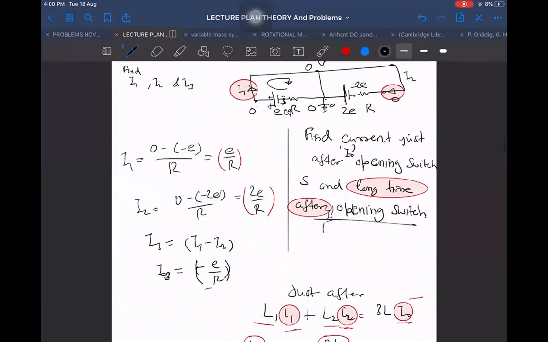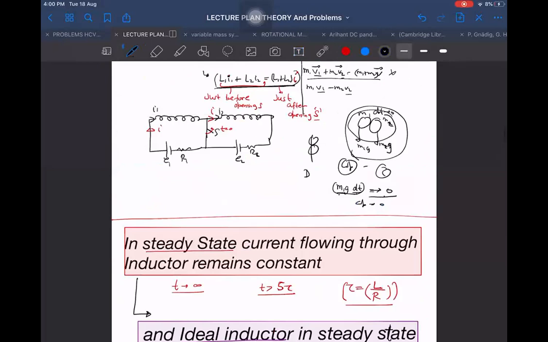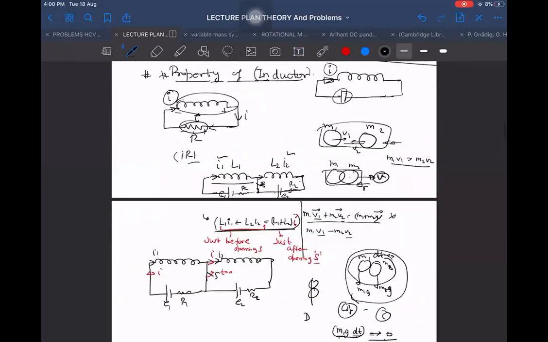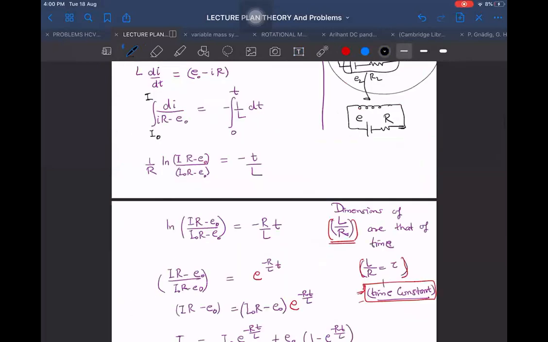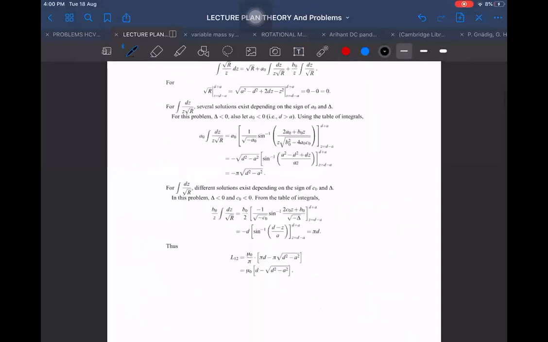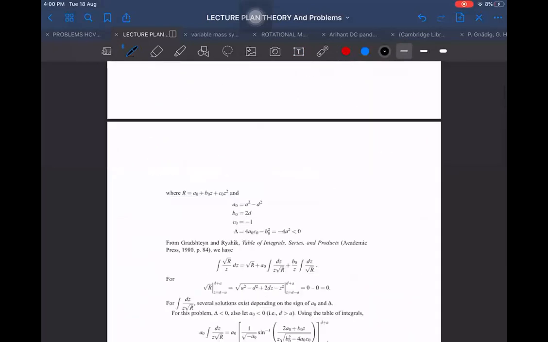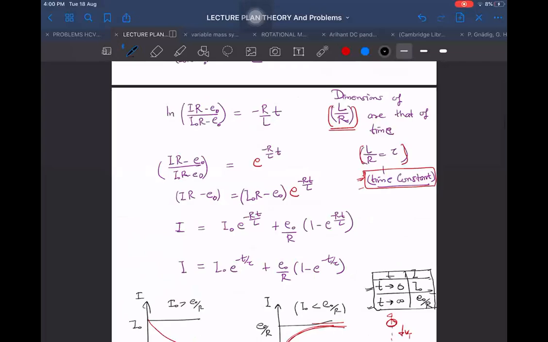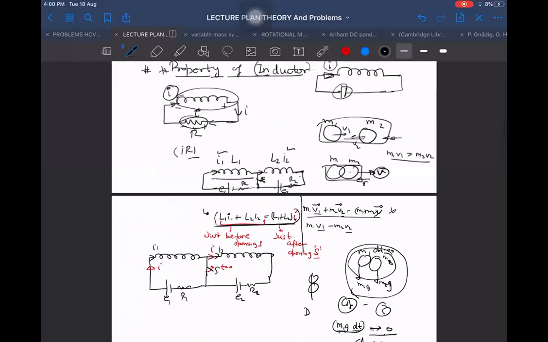Okay. What was he asking for? He was asking for half L i square, energy stored in the inductor. I don't know where it is now. I will copy from a friend's notes. Okay, that is all right.